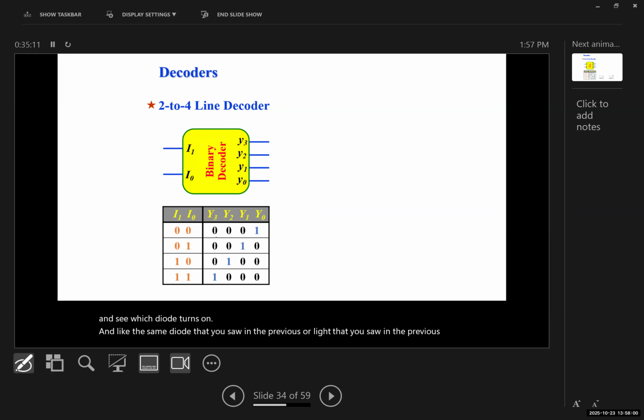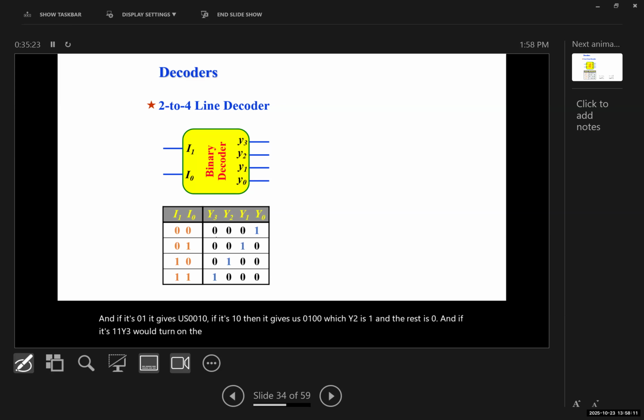And if it's 0, 1, it gives us 0, 0, 1, 0. If it's 1, 0, then it gives us 0, 1, 0, 0, which is Y2 is 1 and the rest is 0. And if it's 1, 1, Y3 would turn on, the rest would be turned off.